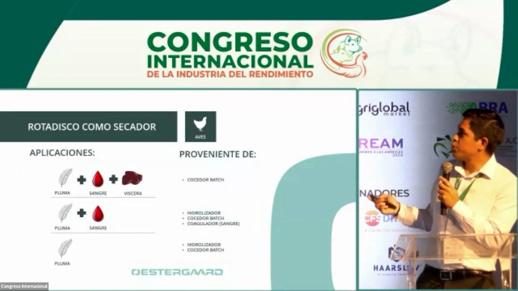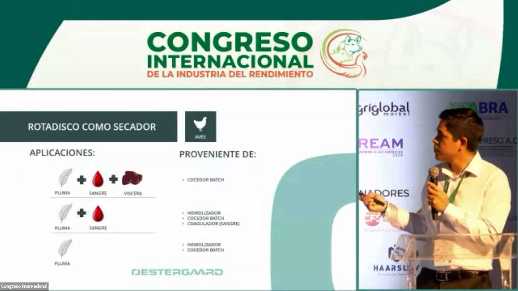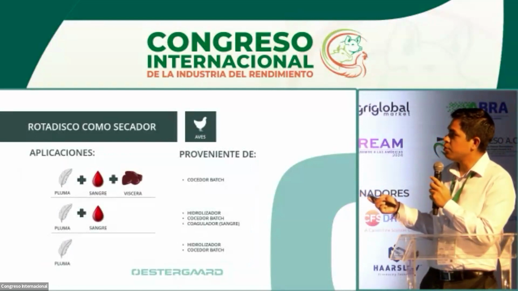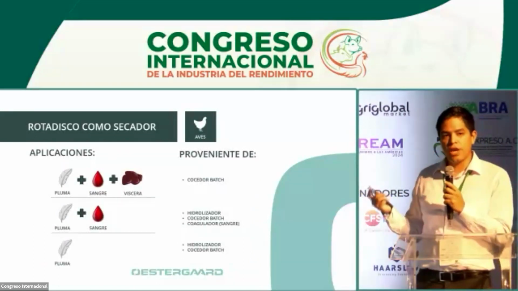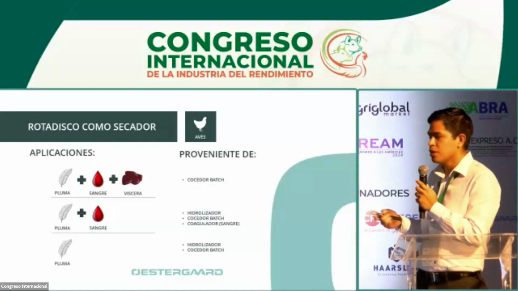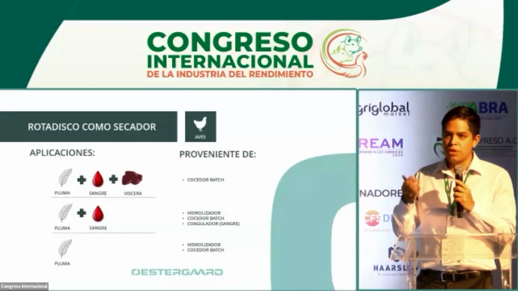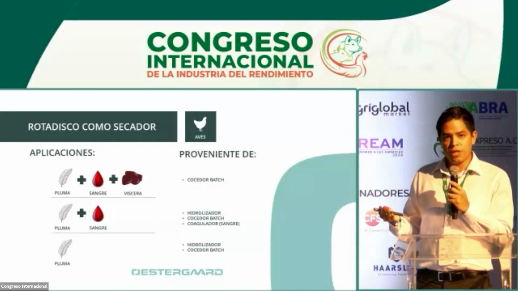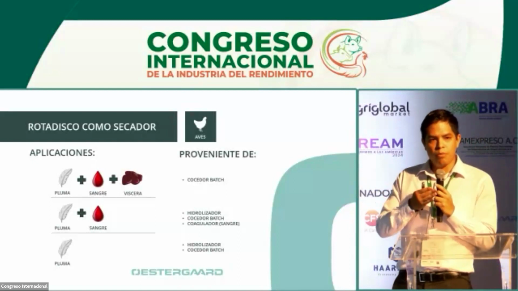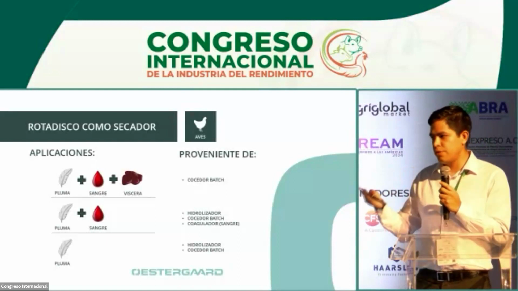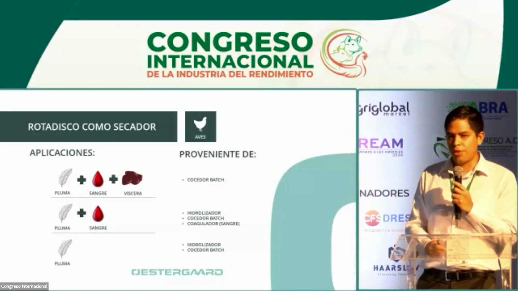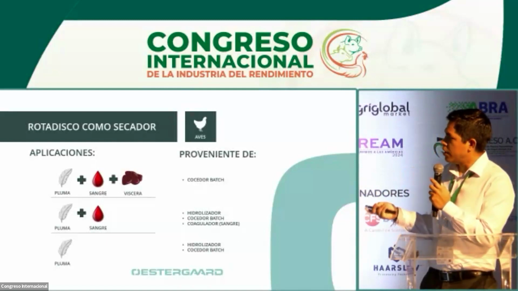This would be in more detail the process of poultry drying. As the first application, we have mixed meal, which would be feathers, blood, and insides. We do the cooking, hydrolysis, drying, and the rotational disc can do the full drying process and obtain the meal, which would be packed.